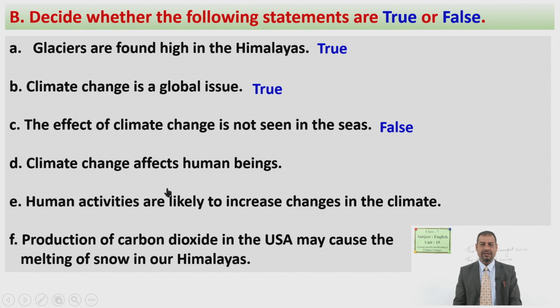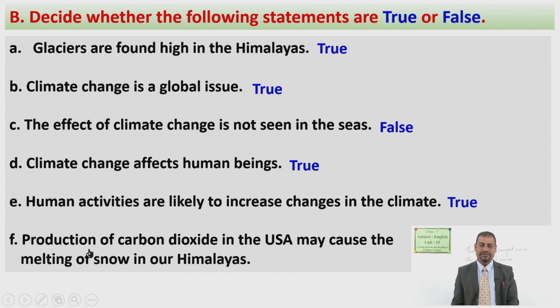D. Climate change affects human beings. Is it true or false? That is true. And it affects the plants, animals also. E. Human activities are likely to increase changes in the climate. It means that because of our activities, then there is change in climate. Is it true or false? Again, you are right. True.